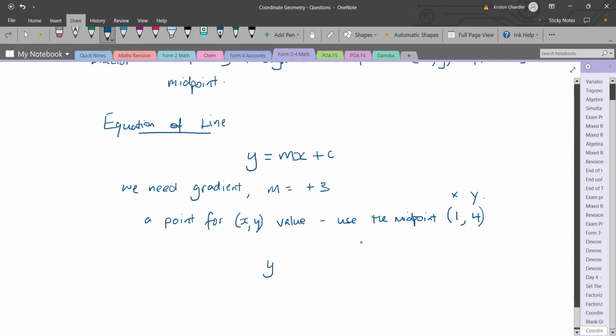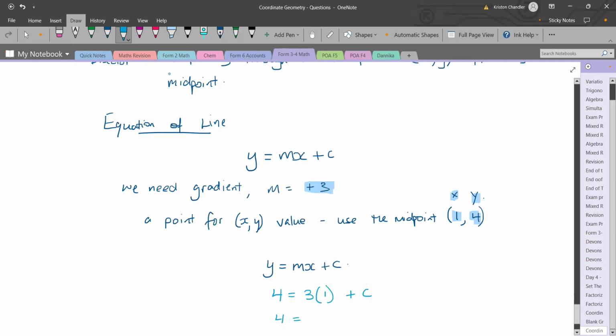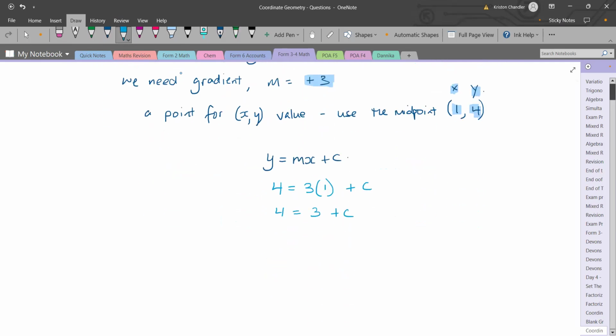So I simply write the formula. y is equal to mx plus c. And I'm substituting this for m, this for x, this for y. Let's see what happens here. So we're going to get 4 is equal to 3 multiplied by x, which is 1, plus c. You work it out, that's going to give me 3 plus c, and then we solve for c. So c is equal to 4 minus 3, which is 1.